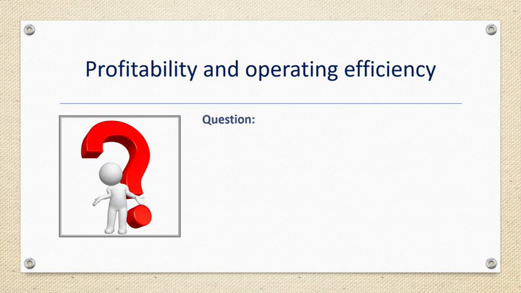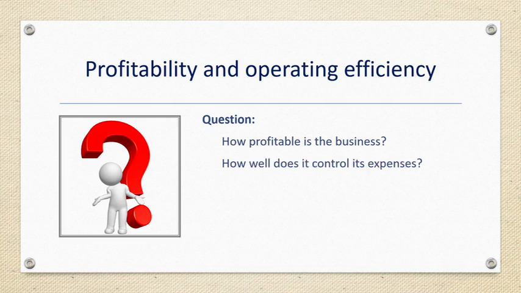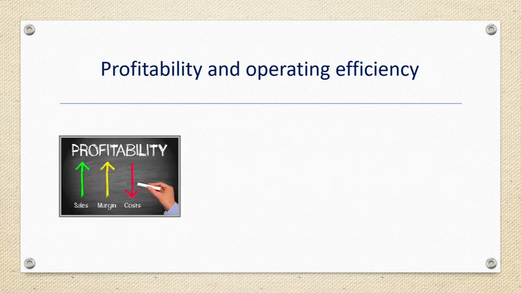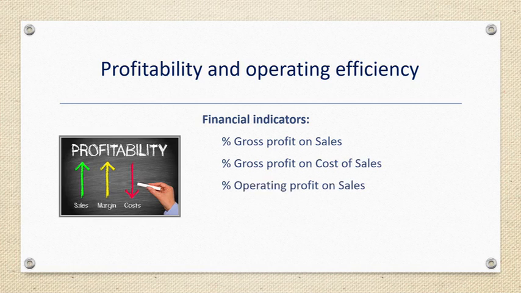The first one, profitability and operating efficiency. Now, the question that can be asked is: how profitable is the business? Or how well does it control its expenses? So whenever you get a question like that, you know you have to look at these ratios. How effective is the business in its operations? Operation of buying and selling, normal day-to-day activities. We look at gross profit on sales, percentage gross profit on cost of sales, operating profit on sales, operating expenses, and the net profit on sales.